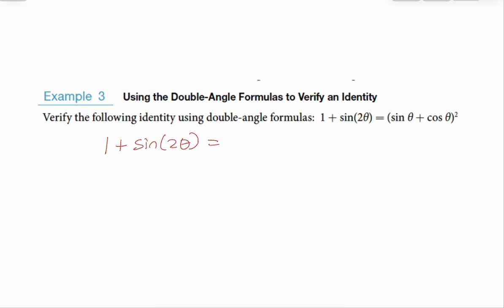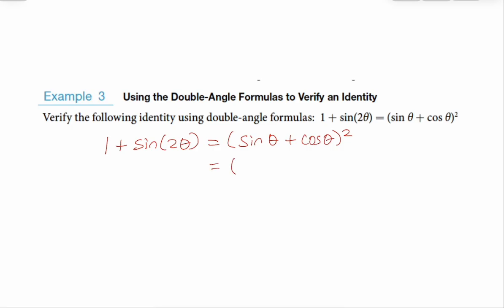Now, just because I've been doing identities for a long time now, I can see there's a way to go both directions with this one. But I am going to make this my answer. I'm going to hold that as my answer. And I'm going to prove to you that this is equal to 1 plus the sine of 2 theta.